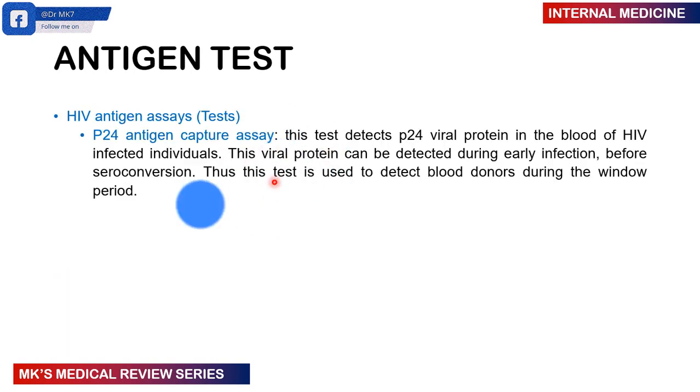Then, of course, we can do an antigen test. Now, these have now been combined together with the antibody and antigen test in one test kit, the 4th generation types. So these ones are just pretty much going to be checking against the P24 viral proteins. Now, these are going to be detected quite early in the infection. So that's why we can actually use this in the window period before the person actually seroconverts.